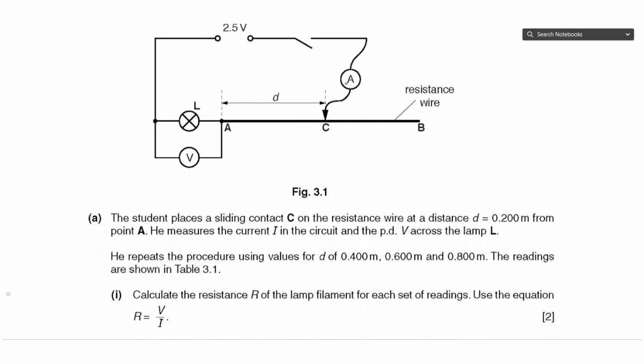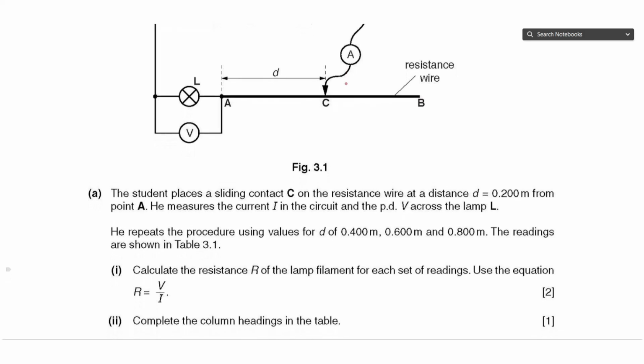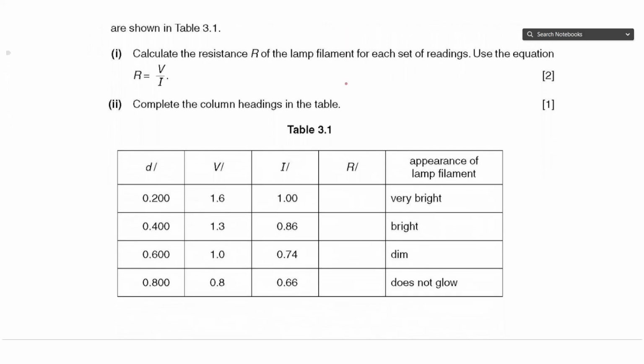Part A says the student places a sliding contact C on the resistance wire at a distance of 0.200 meter from point A. He measures the current I in the circuit and the potential difference V across the lamp. He repeats the procedure using the values of D of 0.4, 0.6, 0.800 meter, and the readings are shown in table 3.1. First, I says calculate the resistance R of the lamp filament for each set of readings and use the equation R is equal to V divided by I.